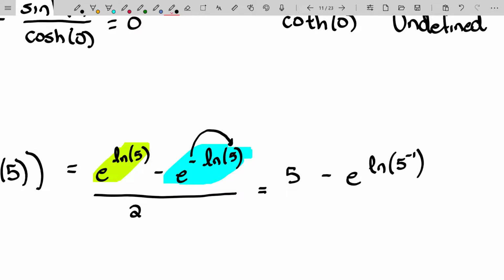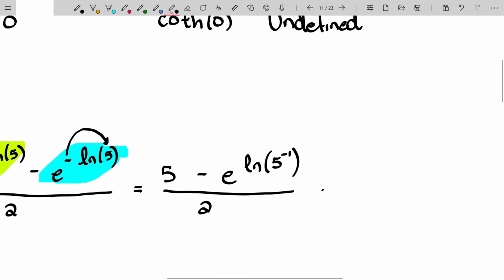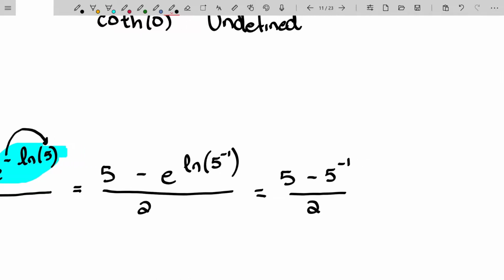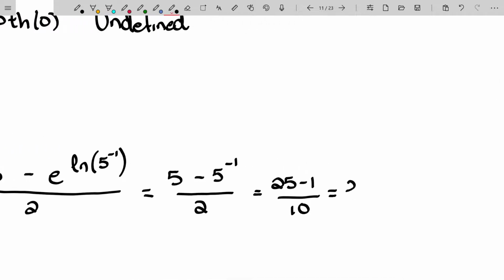All I did was take that coefficient of negative and put it into the exponent. And now in the next move, I can simplify that to be 5 minus 5 to the negative first, all over 2. You just have to do that little pre-work. And then multiply top and bottom by 5, and you get 25 minus 1 over 10, or 24 tenths. And that reduces down, obviously, to 12 fifths.